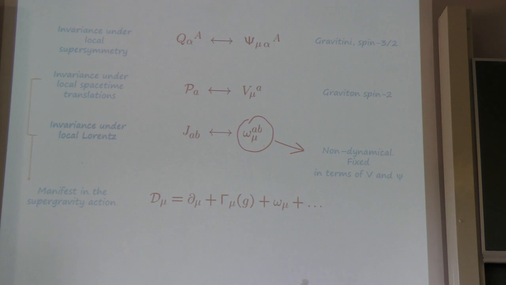So let us recall what the local symmetries of our supergravity theory are. We have invariance under local supersymmetry transformations. The generators are Q^A_alpha, and they correspond to the gravitino fields, psi_mu^A_alpha. I will often suppress the index alpha when writing various formulae.